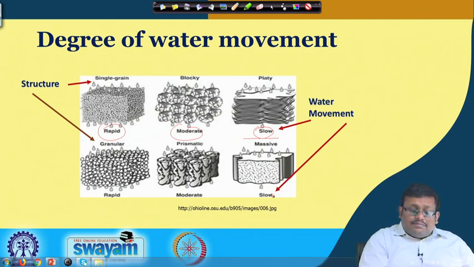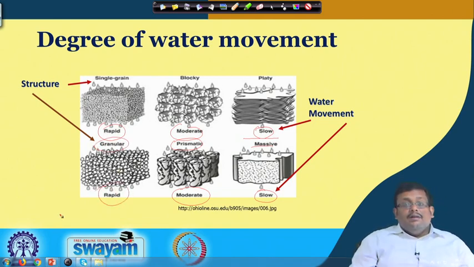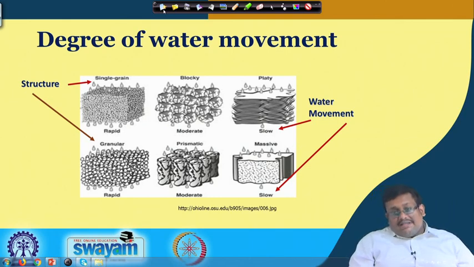And in the case of massive soil structure, it will be very slow. Generally, we find it in rice soils. For prismatic structure, you will see moderate flow, and granular structure, which is very helpful for plant growth, you will see rapid movement of water. So, as you can see, based on the soil structural classes, the water movement varies significantly.